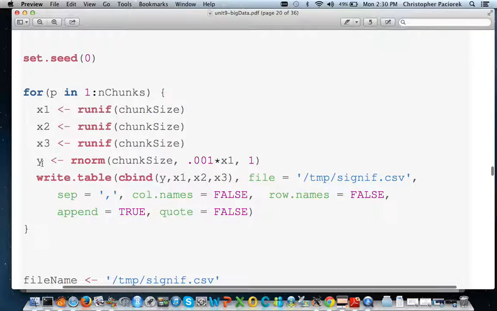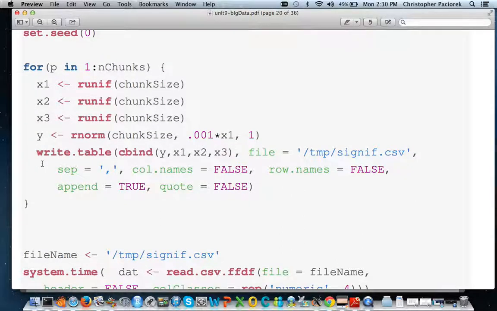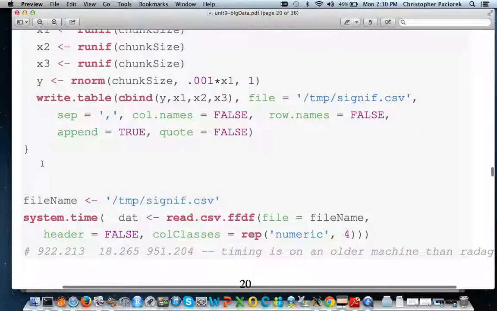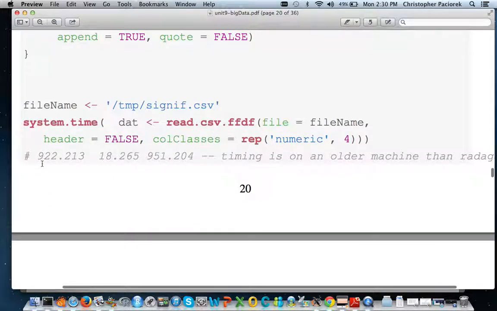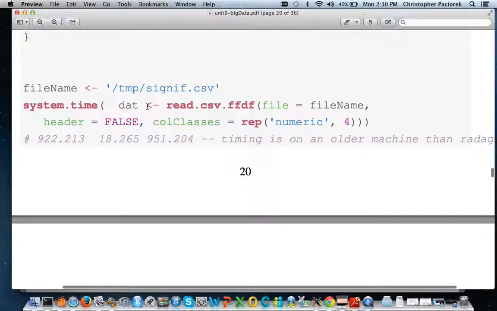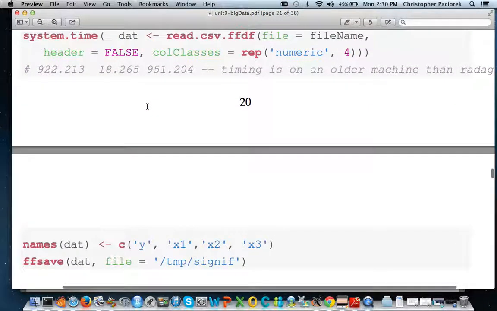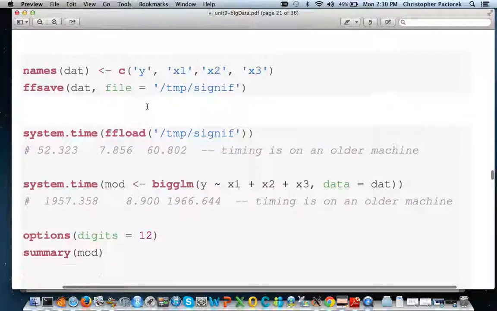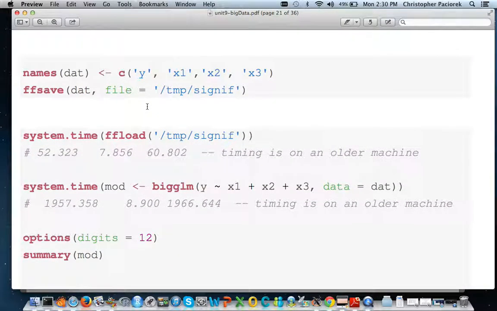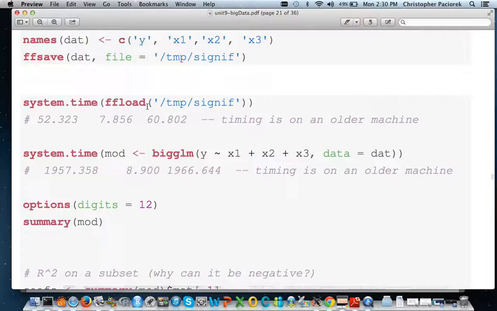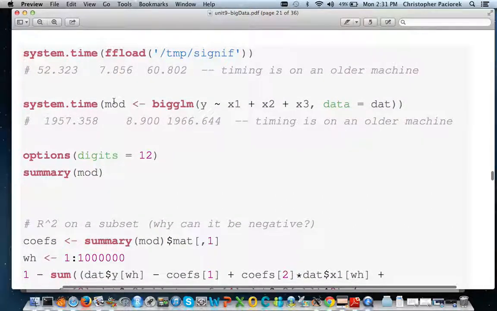And here what I'm doing is I'm just generating this big simulated data set in chunks. I'm writing it to disk, and then I'm going to read it back in using the ff package. I generate it in chunks because I'm trying to create a big data set. Okay, so I read it back in from this file that contains the simulated data. The file is called signif.csv. I do the business with getting it into the ff format, and then just if I want to redo it, I save it back out, and then I load it back in, and then I fit the regression model.